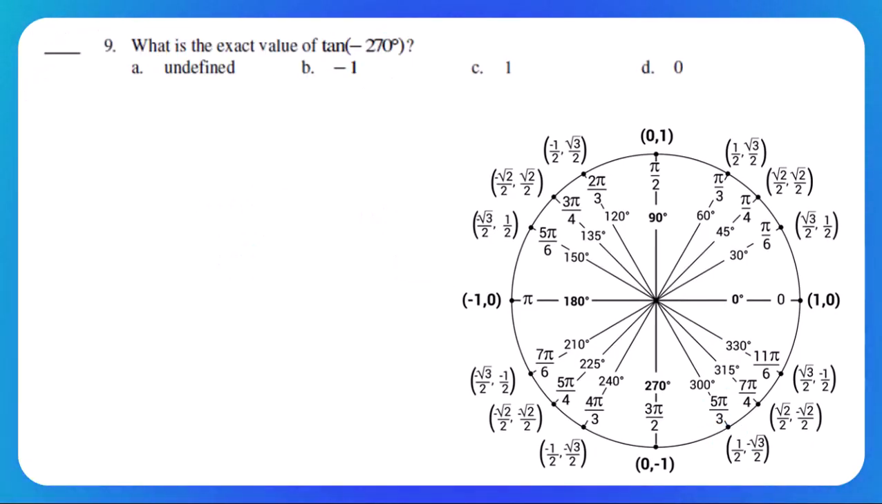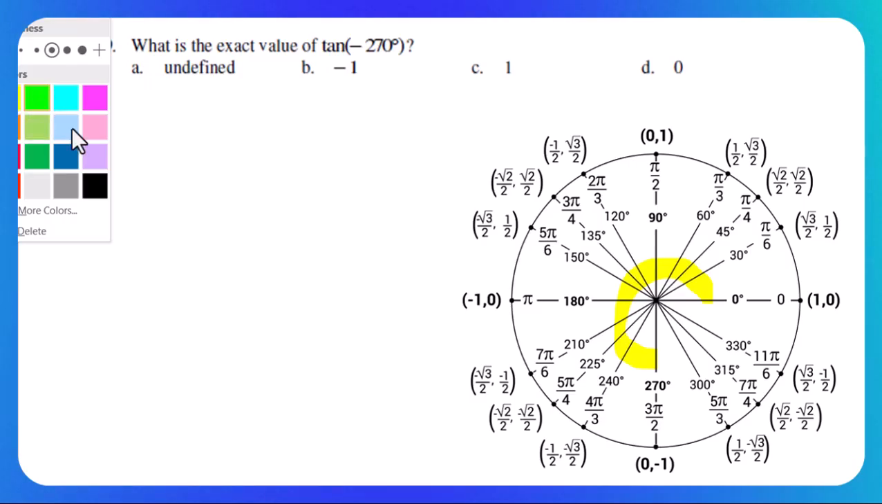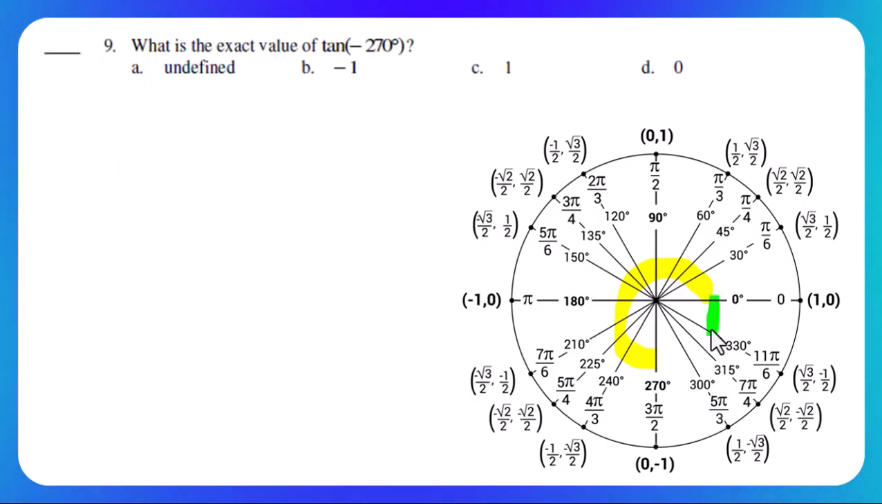Okay, number 9, what is the exact value of the tangent of negative 270? So let's find negative 270. Positive 270 is 3/4 of the way around the circle. It's right here. So negative 270 is going to go in the opposite direction. So we're going to start at 0, 90, 180, 270. Okay, now we want the tangent of negative 270.